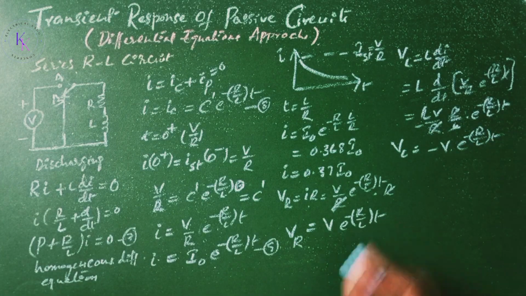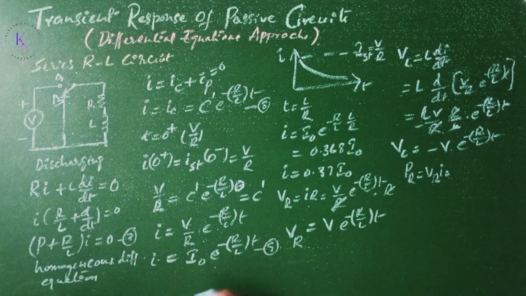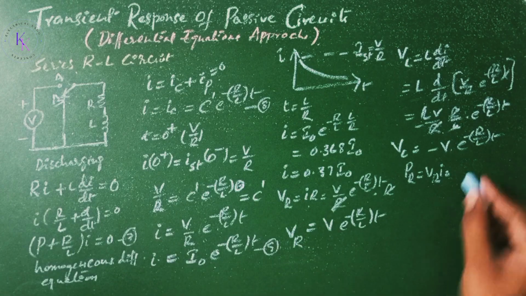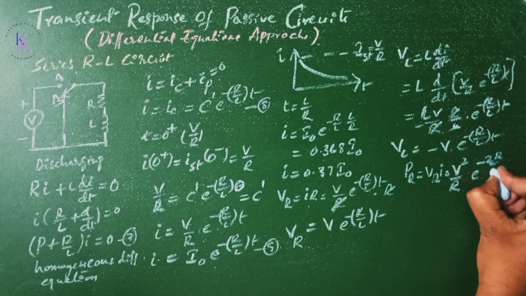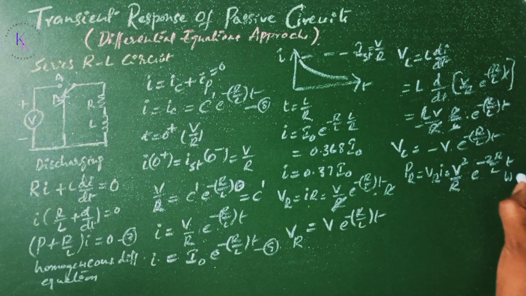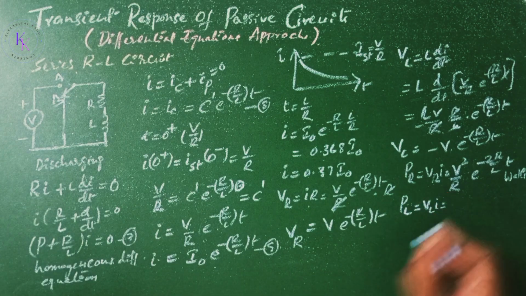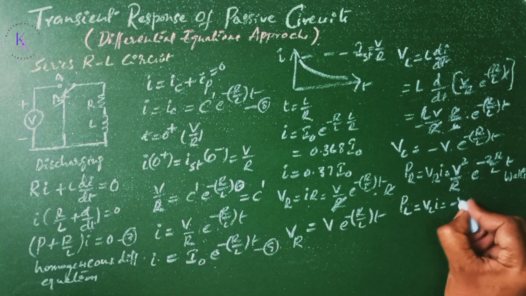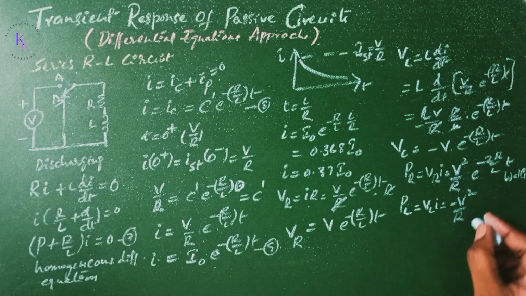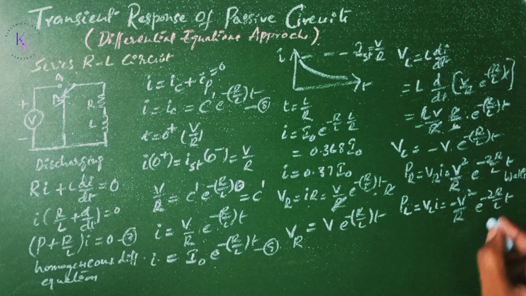The instantaneous power P_R is given by V_R into i, that equals this one multiplied by this one, that is V squared/R e to the power of minus 2R/L t. This is in watts. The instantaneous power in the inductor is given by V_L i, that equals this one multiplied by this one, that is minus V squared/R e to the power of minus 2R/L t. This is in volt-amperes, as this is a reactive power.